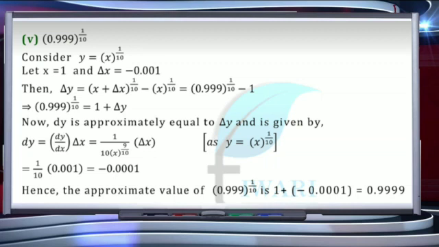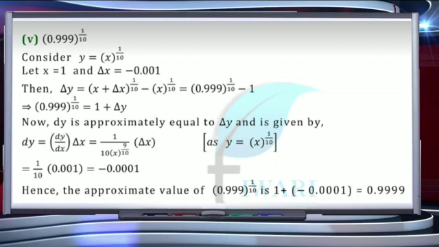Next we will substitute all the values. We have to find the value of 0.999 raised to power 1 by 10, which reduces to 1 plus delta y. The next step is to find the value of delta y, which is nothing but dy by dx into delta x. We will substitute all the values that we have. The value of dy comes out to be minus 0.0001. Hence the approximate value of 0.999 raised to power 1 by 10 is 1 plus minus 0.0001, that is equal to 0.9999.